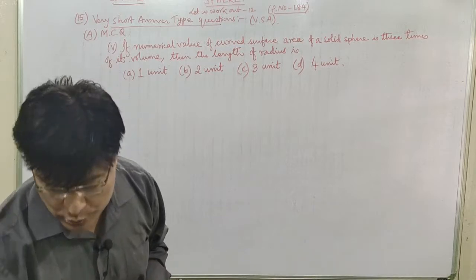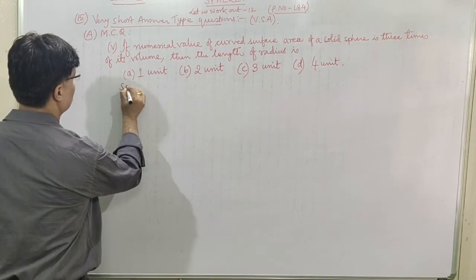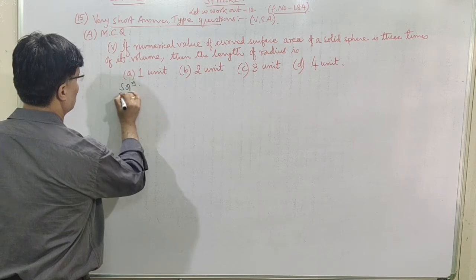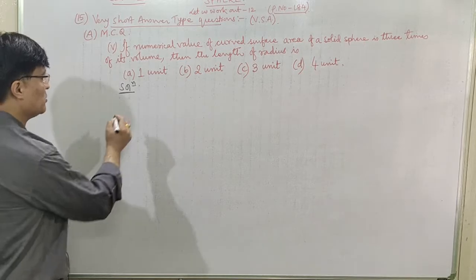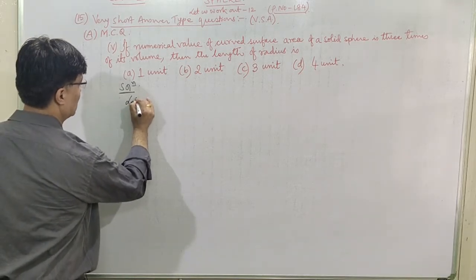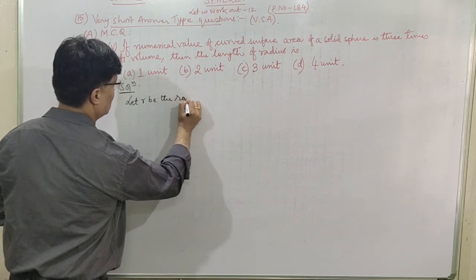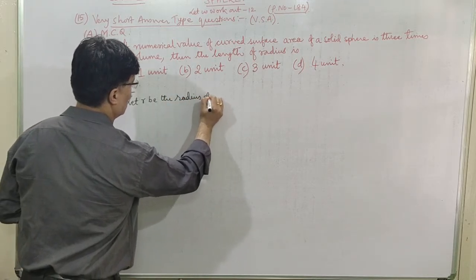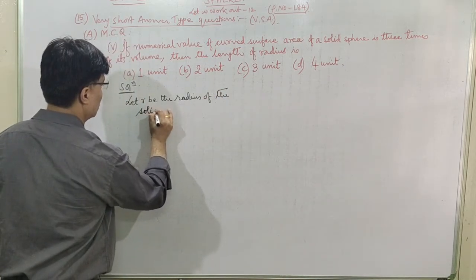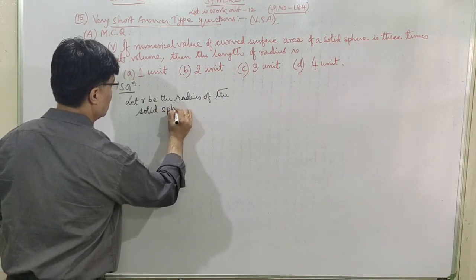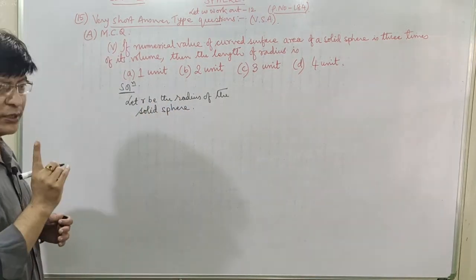So let us do this solution now. So the solution is, so in this case, you have to write down the radius of the solid sphere. Let us assume it. Let R be the radius of the solid sphere.